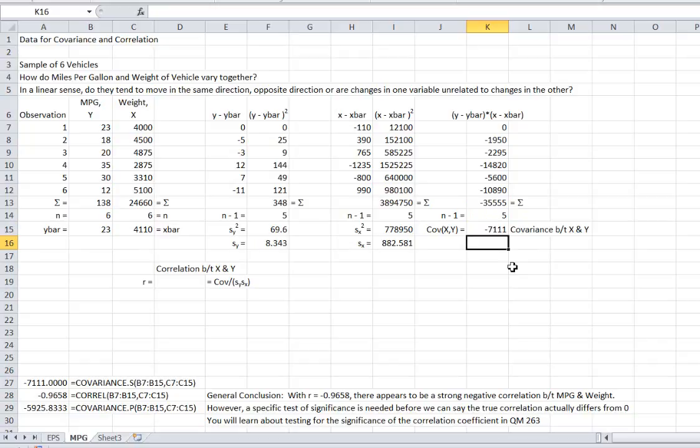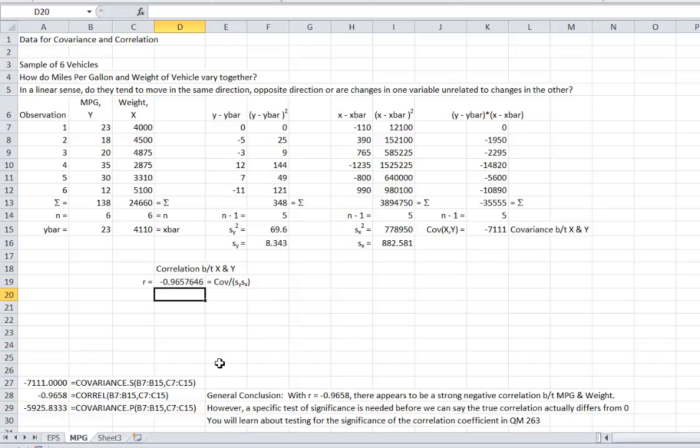A -7,111. So we really need to standardize that, and our correlation will do that. So take the covariance divided by the product of the two standard deviations. And now you have a negative 0.965. So we could say that we have a strong negative correlation between miles per gallon and weight.